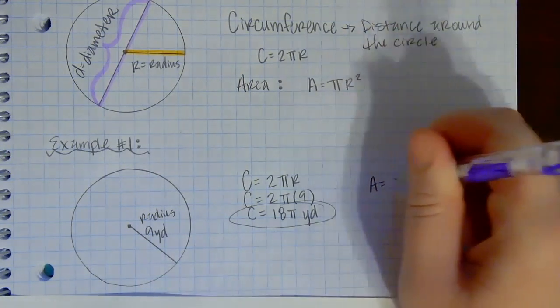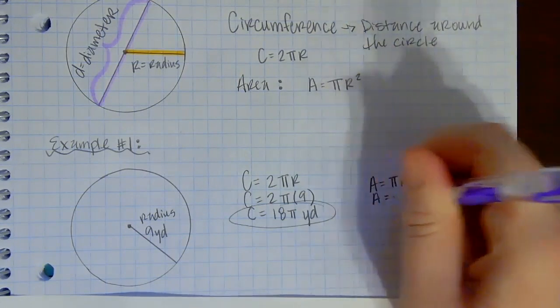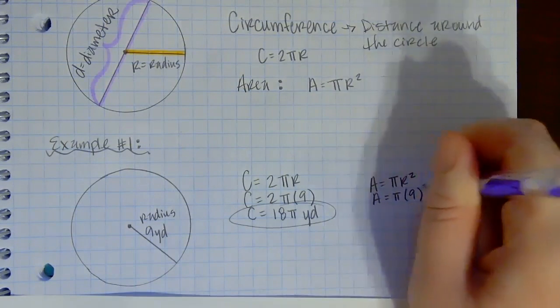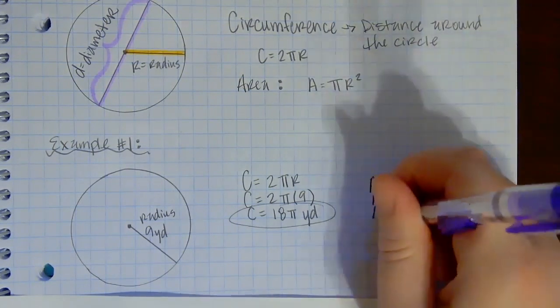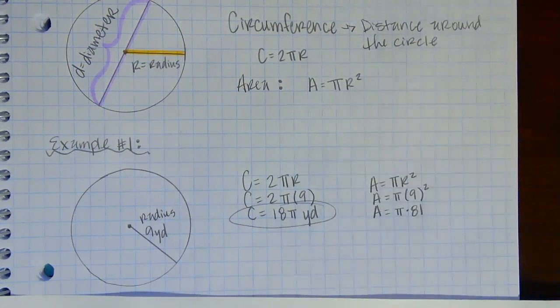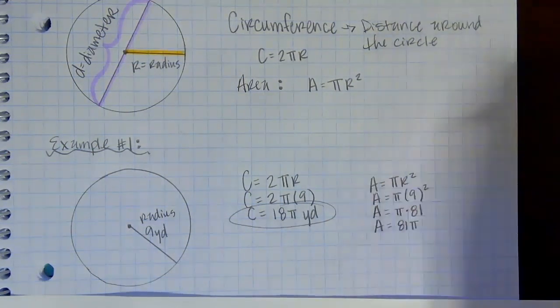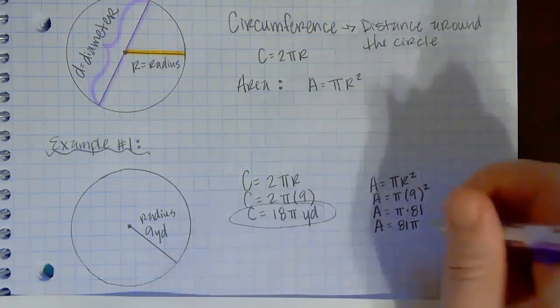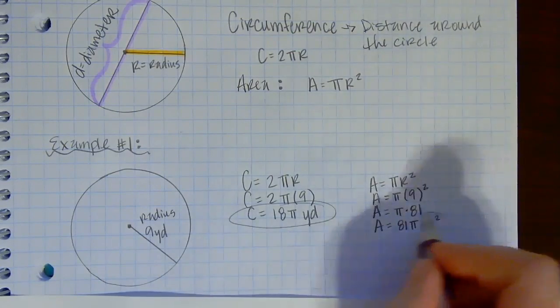So area is pi r squared. Again, we already have the r, so I'm just going to replace it with the 9. So area equals pi times 9 squared. So 9 squared means 9 times 9, which is 81. So then I can write that as 81 pi. And then I need units, and this is area, so it's going to be yards squared. Remember, area is always squared. There's my final answer.